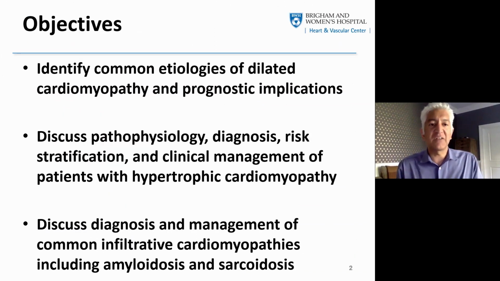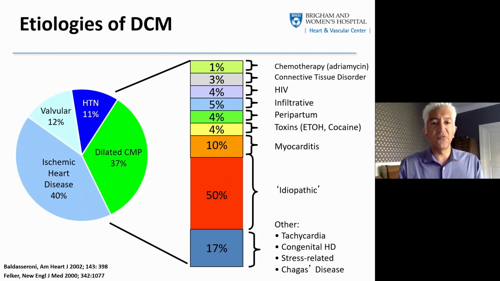There are three objectives for this section, really. One is to talk a little bit about the entity of dilated cardiomyopathy and why we care about the specific etiology. I want to talk a little bit about the pathophysiology, diagnosis, and risk stratification of patients with this important entity of hypertrophic cardiomyopathy. And then I want to talk a little bit about some infiltrative cardiomyopathies that are important entities to know about as you think about questions on the boards.